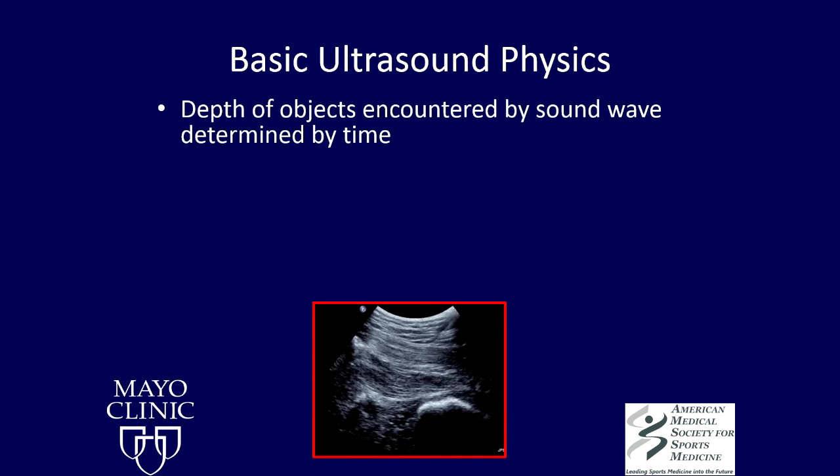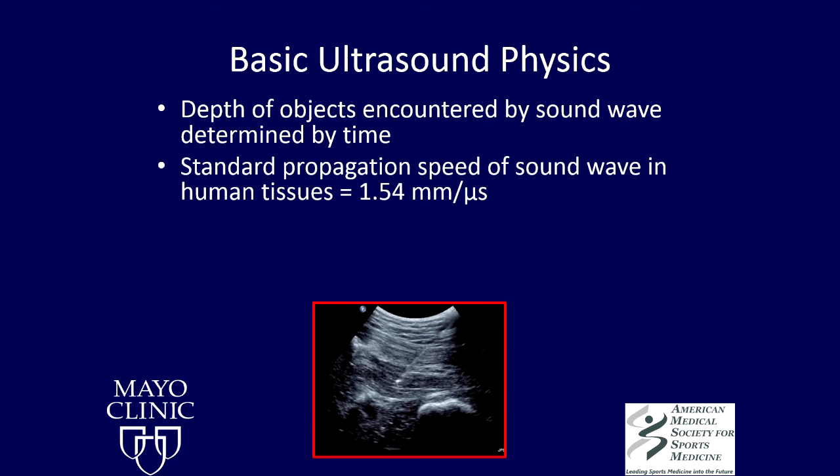So the depth of an object encountered by the sound wave is determined by how long it took the sound wave to leave the end of the transducer, reflect off of that object, and travel back up to the transducer. And so this is all based on the standard propagation speed of sound, which is 1.54 millimeters per microsecond.